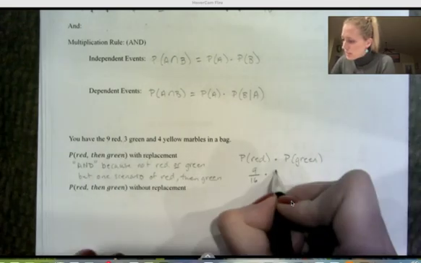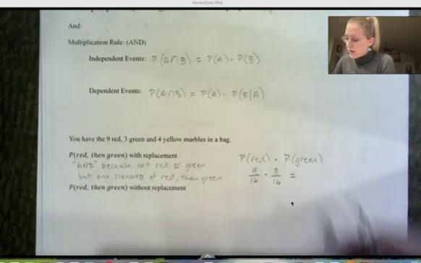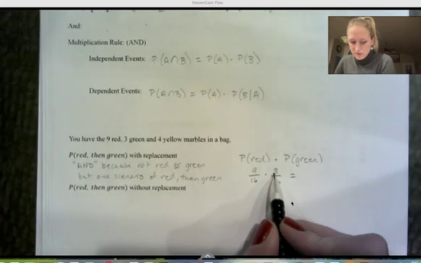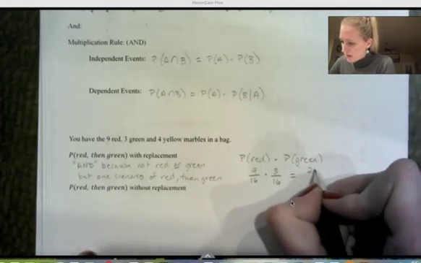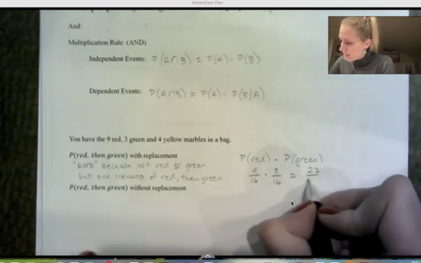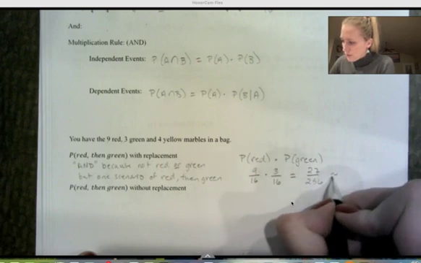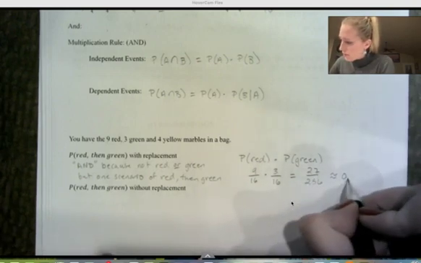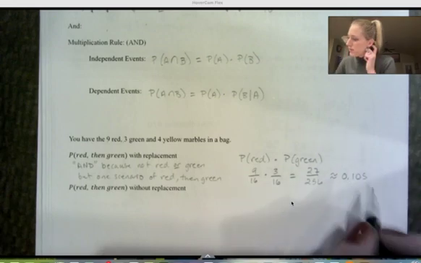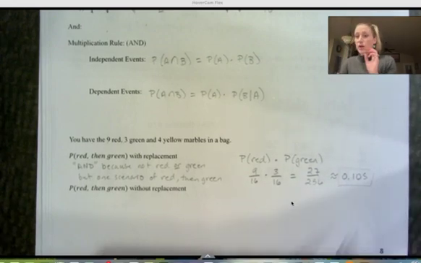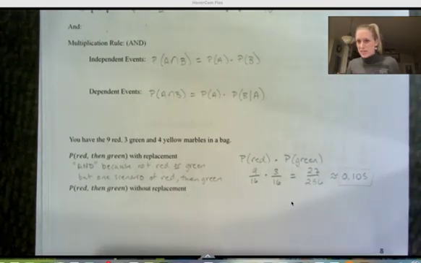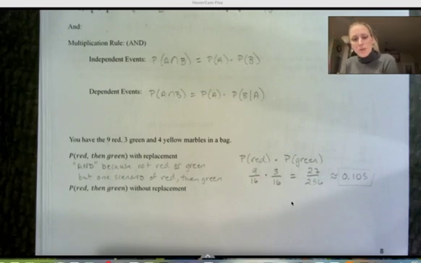And 3 of the 16 are green. So 9 times 3 gives me 27 over 256, which, if I put that as a decimal, is about 0.105. So that is my probability of drawing red, then green, in that specific order. Now, same thing, but without replacement.